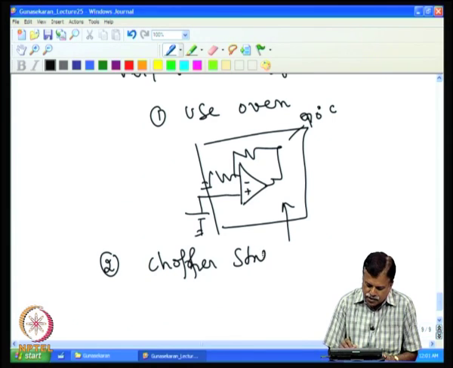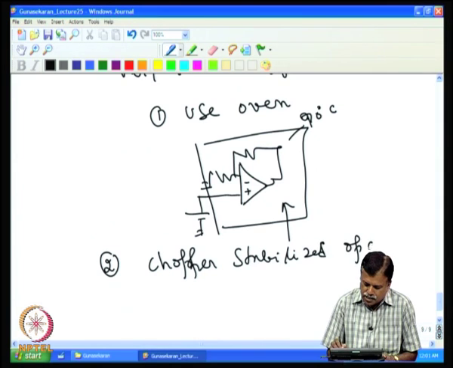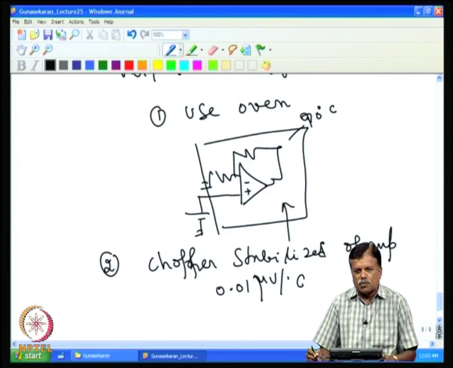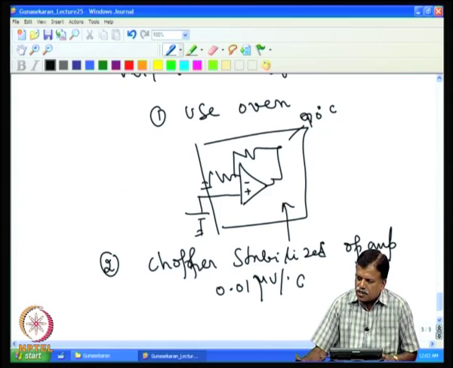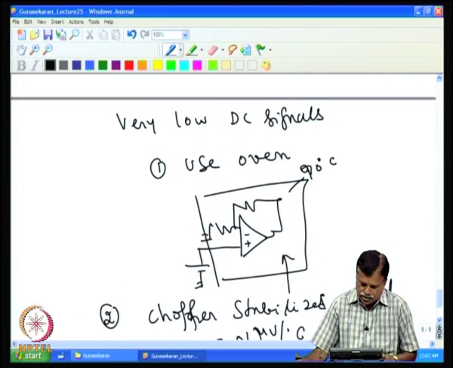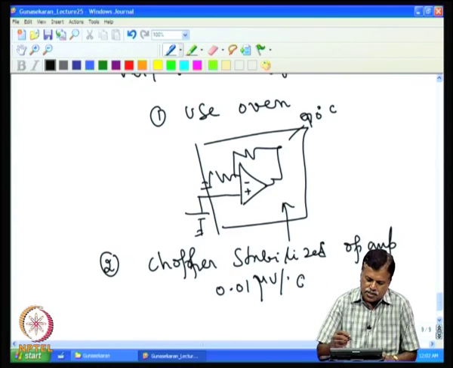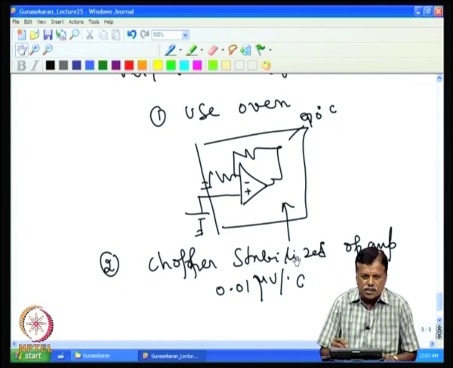Chopper stabilized amplifier, where you can expect the drift as much as 0.01 microvolt per degree C. So, here offset voltage drift will be very small, and these amplifiers can be used alternatively for dealing with low level signals. Of course, chopper stabilized amplifiers introduce a lot of noise. We will see more about this a little later.